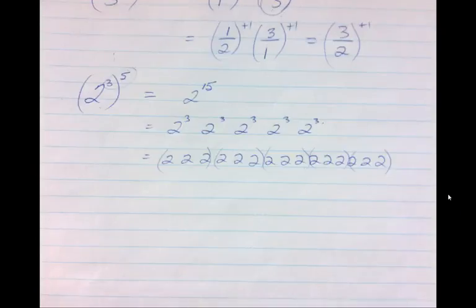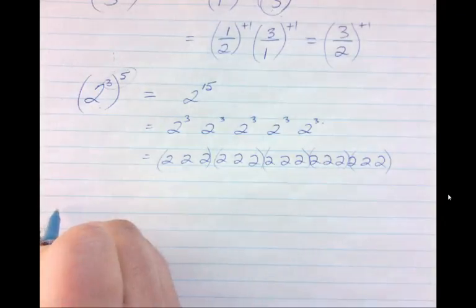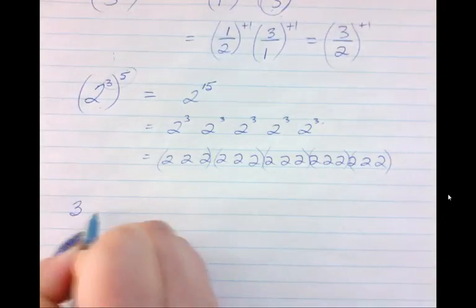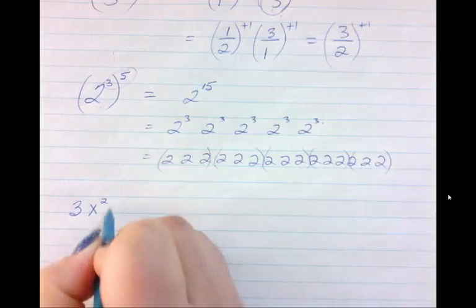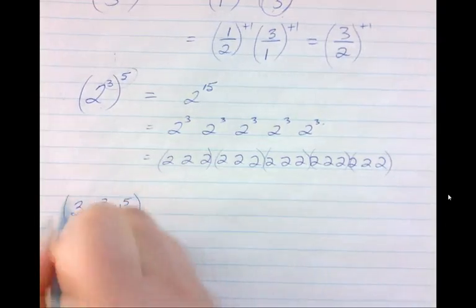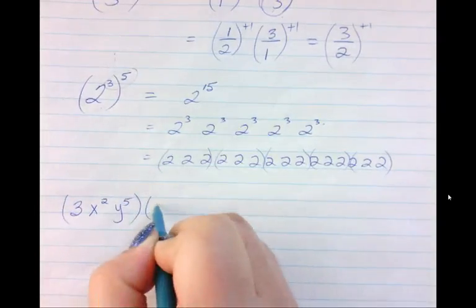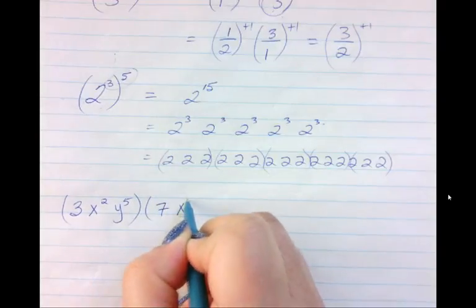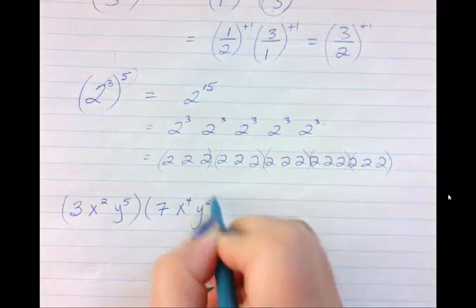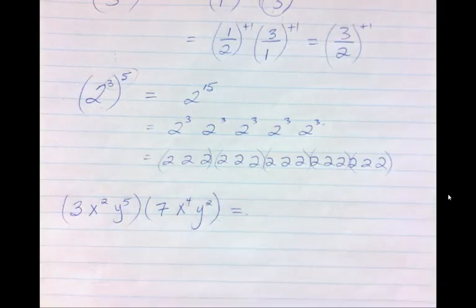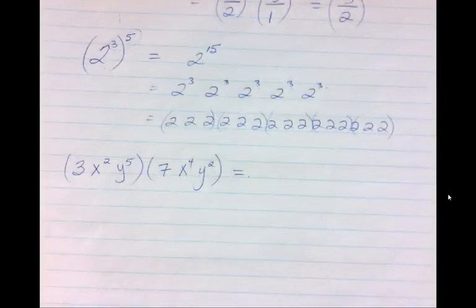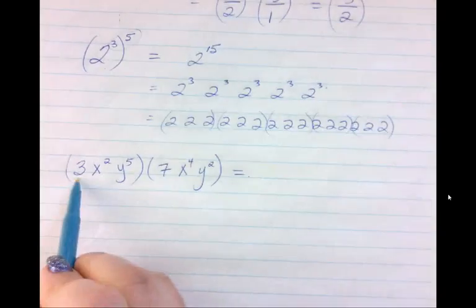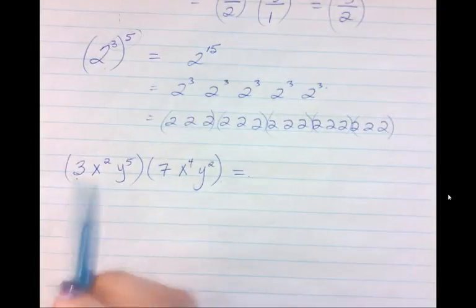How about if I have a question like 3x squared y to the 5, and then 7x to the power of 4, and then y squared. How would I do that question? What's the rules? Pardon me?